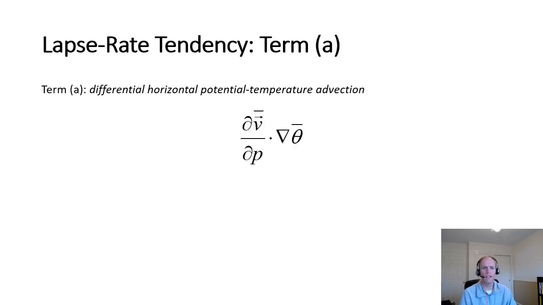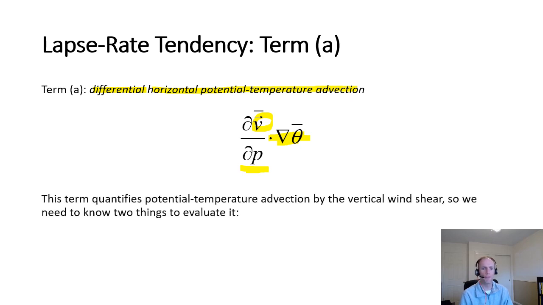So we start back in with our term A, which was the nastiest of the four terms that we're going to consider in this lecture, looking at the differential due to its relationship to the vertical wind shear, horizontal potential temperature advection, given that we have a velocity dotted into the gradient of the potential temperature. We're focusing just on the horizontal component of that term here. So again, this quantifies potential temperature advection by the vertical wind shear, so we ultimately need to know two things in order to be able to evaluate this term.